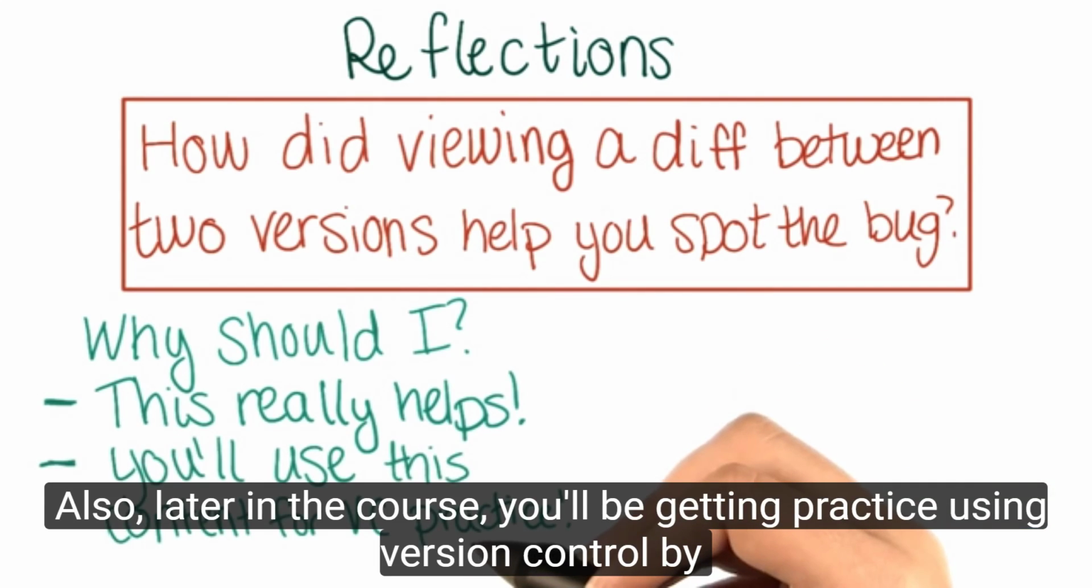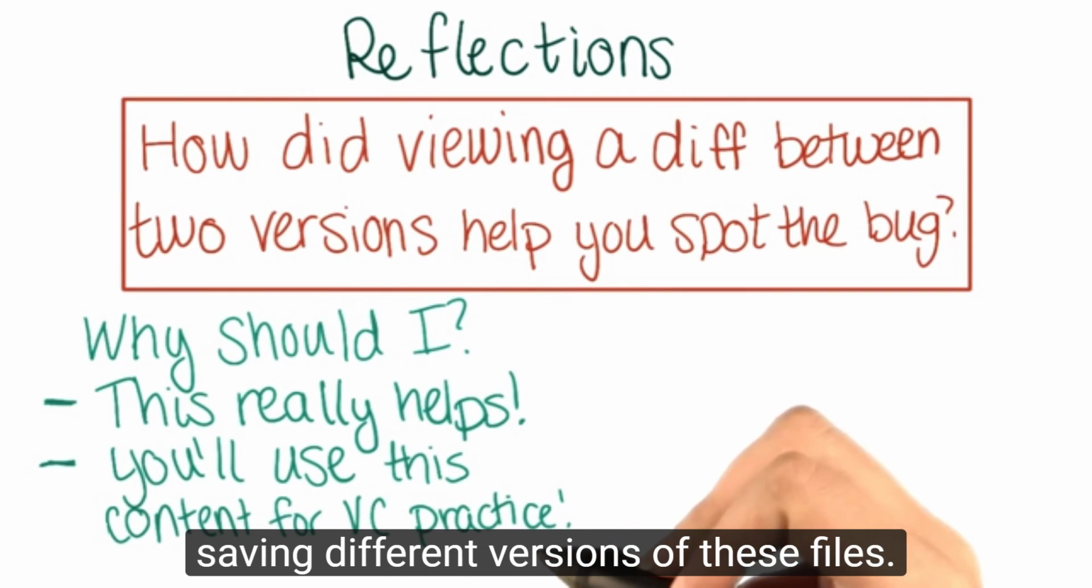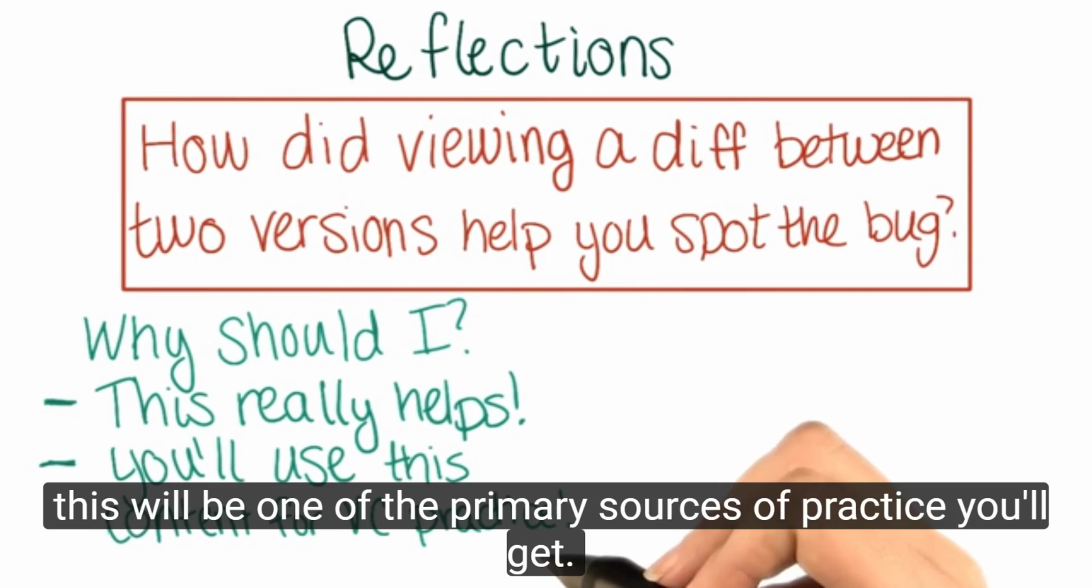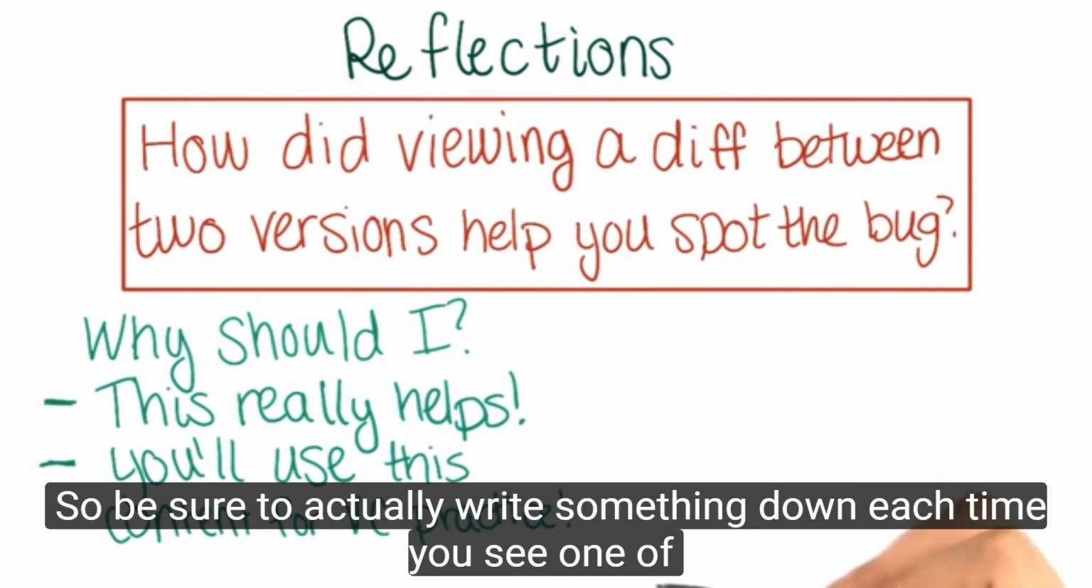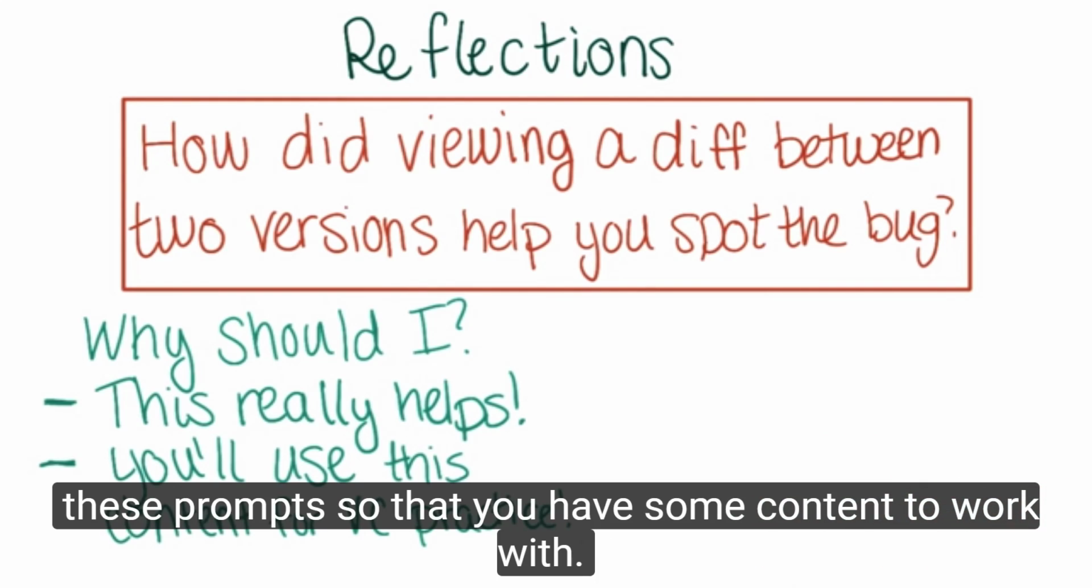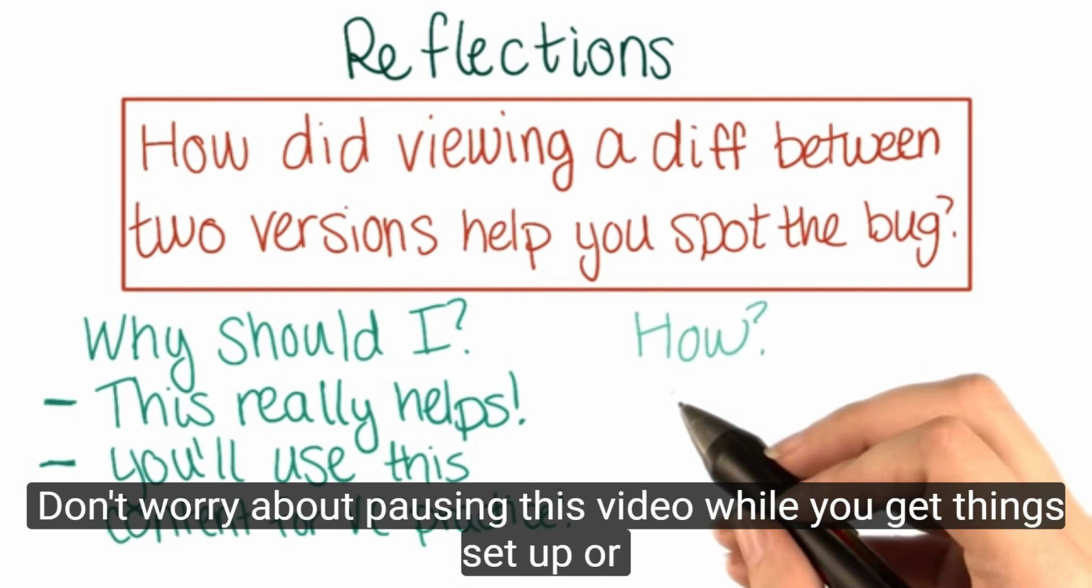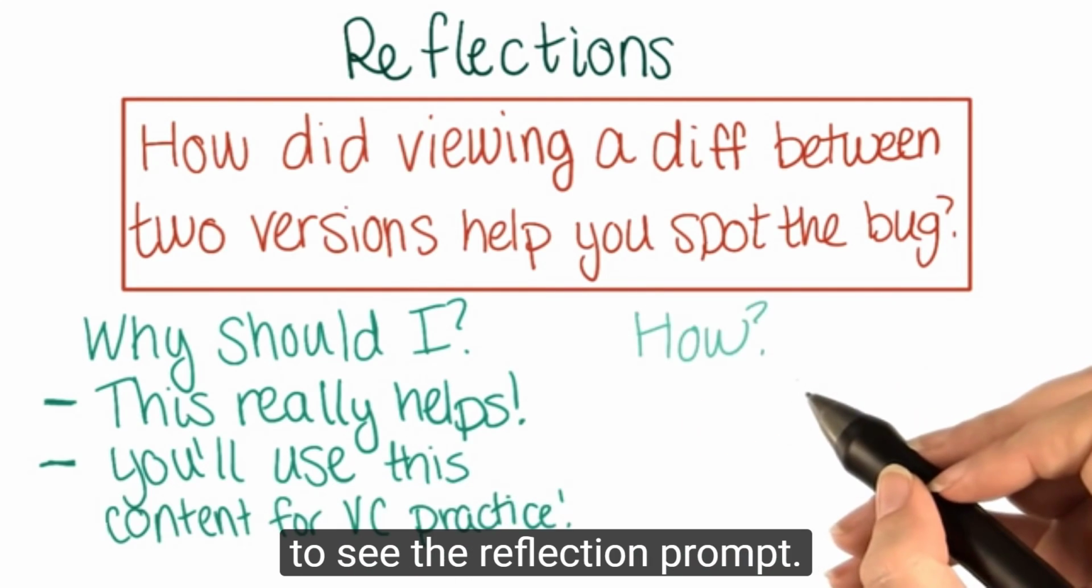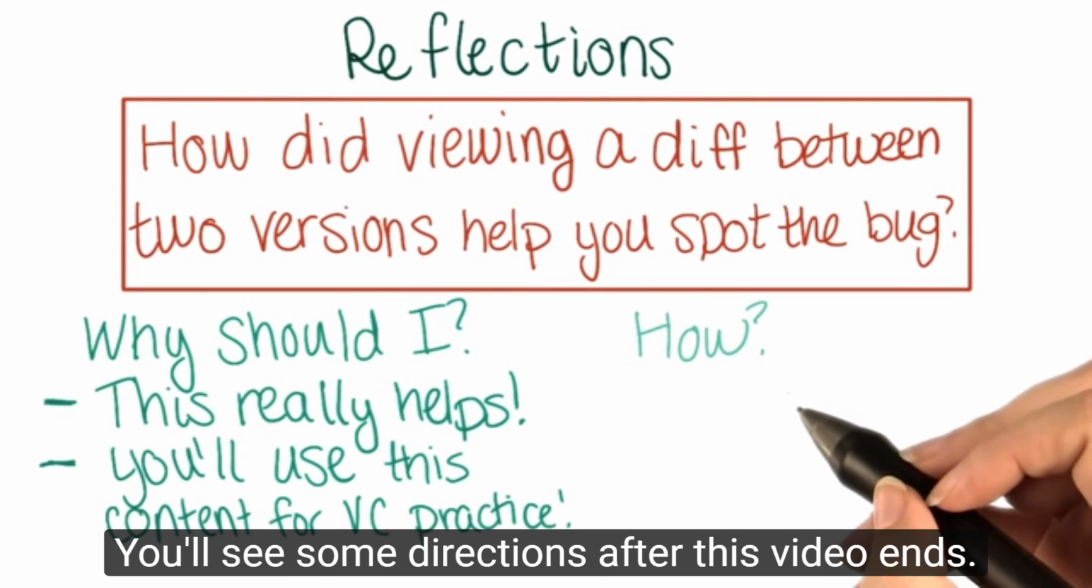Also, later in the course, we'll be getting practice using version control by saving different versions of these files. Since this course isn't about writing code, this will be one of the primary sources of practice you'll get, so be sure to actually write something down each time you see one of these prompts, so that you have some content to work with. Don't worry about pausing this video while you get things set up, or to see the reflection prompt. You'll see some directions after this video ends.